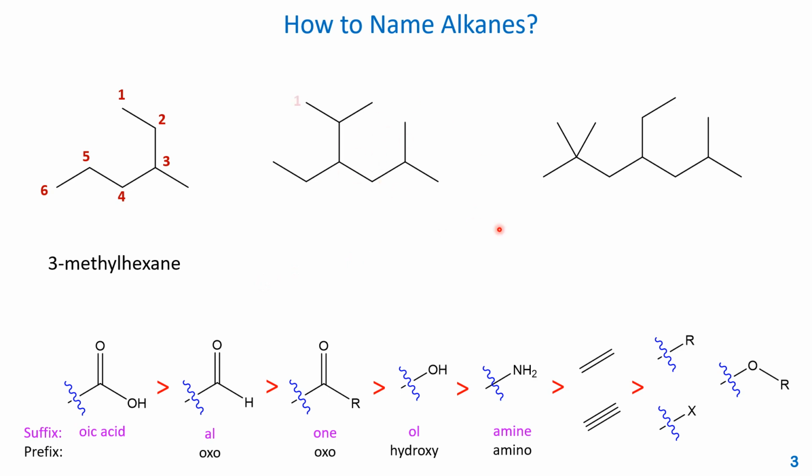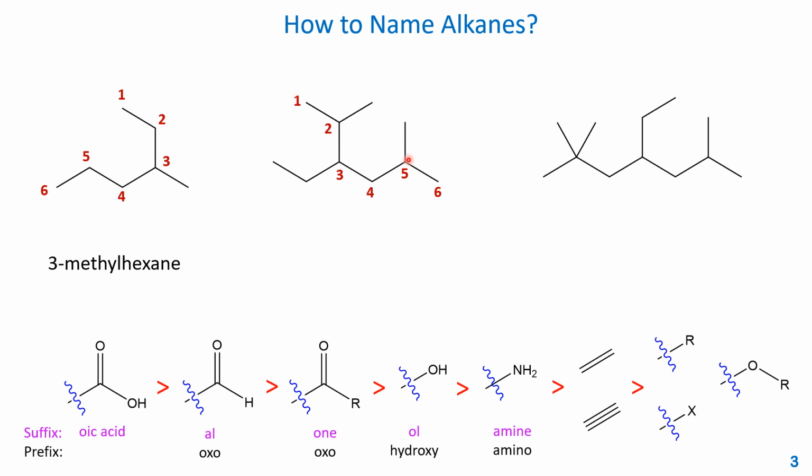Second example, we will number this as carbon 1. 1, 2, 3, 4, 5, 6. Now you may be wondering why don't we number this as 1? 1, 2, 3, 4, 5, 6. That's the same number of carbons. However, if you number this one, then that's 2, 3, 4, 5, 6. You will have 1, 2, 3 substituents. If you number this as 1, then you will have just 1, 2 substituents. So you want the most substituents. So that's why from here.